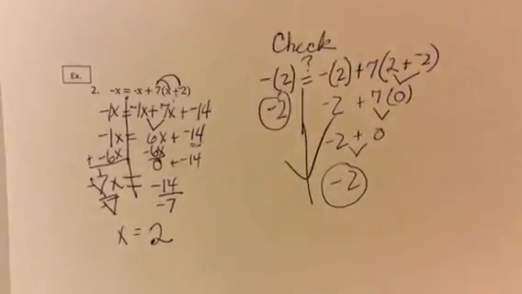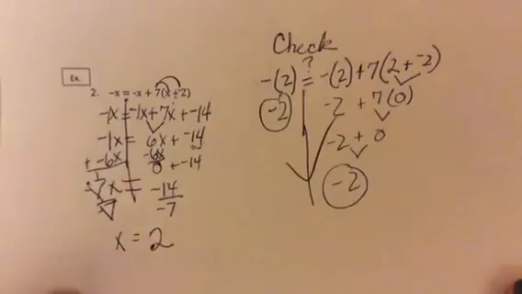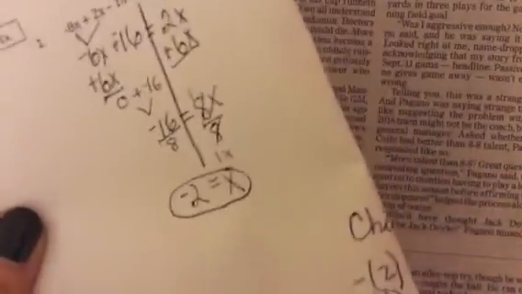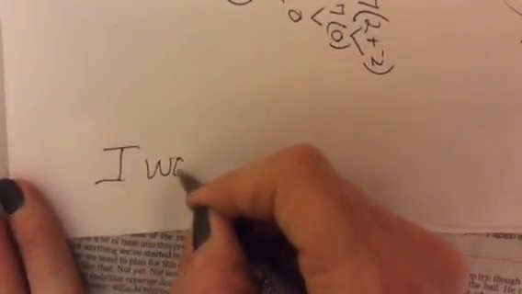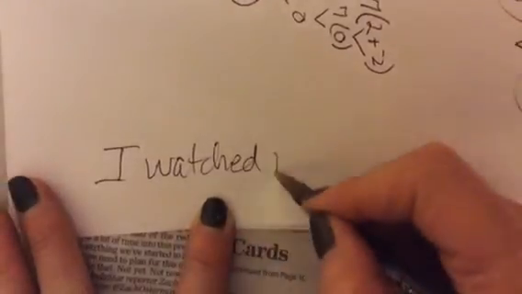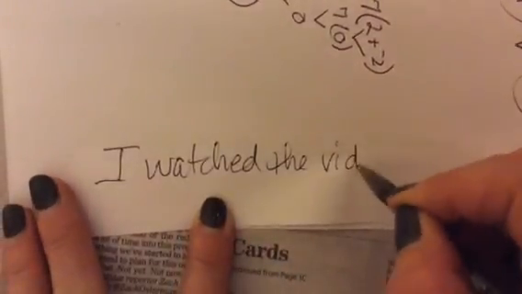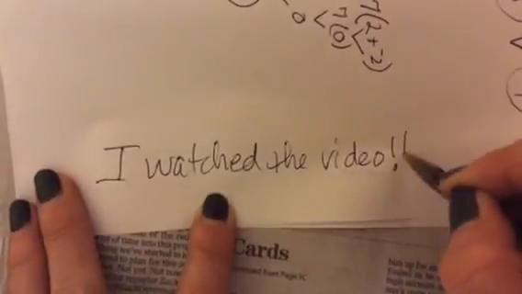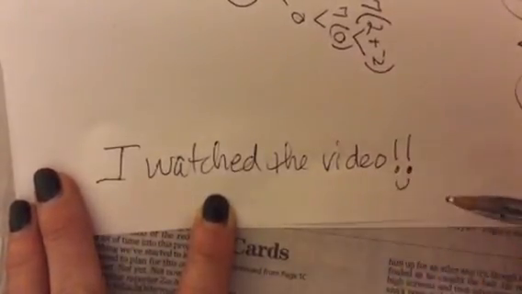All right, so now you're going to do some problems, and tomorrow when you come in, so that I know you watched the video, you're going to take your paper and fold it long ways. Okay, so I'm folding it down the middle long ways. And then on this side over here, where you did this side of the work, you're going to write, I watched the video. Then you have to put my trademark: an exclamation point, and a smiley face underneath it.